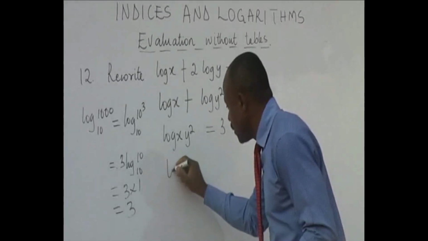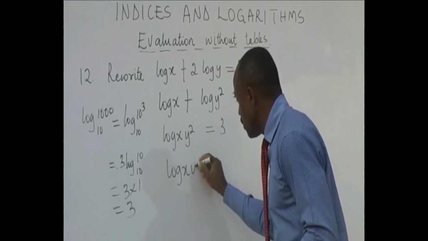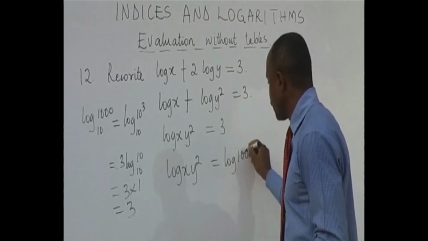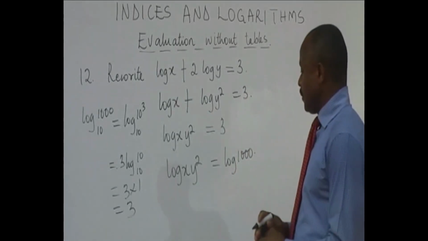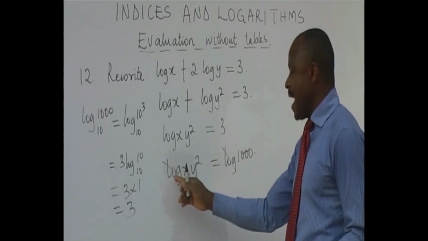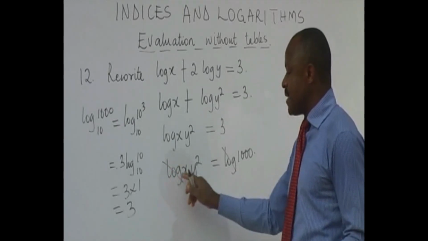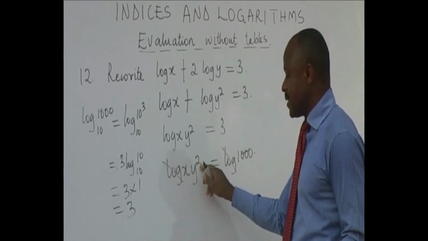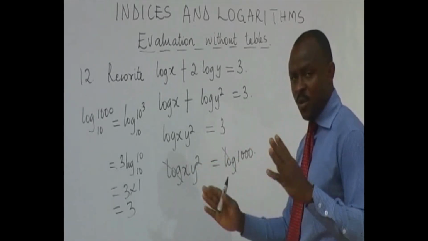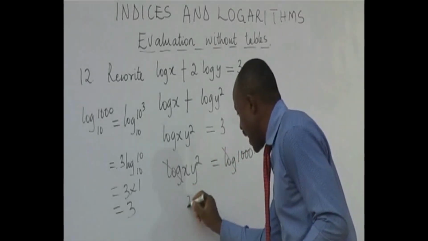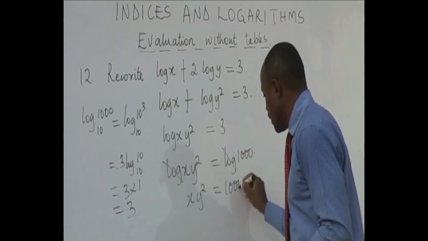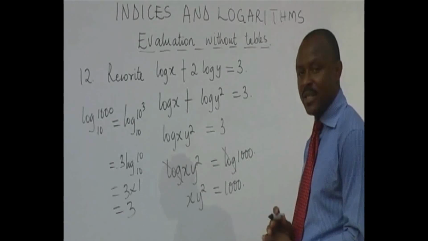So we're going to have log of x y squared is equal to log of 1000. You can remove log and remove log, just like saying b times x y squared is equal to b times 1000. You are free to remove the b, which is common on both sides of the equation. We now have x y squared is equal to 1000 as the answer to the question.